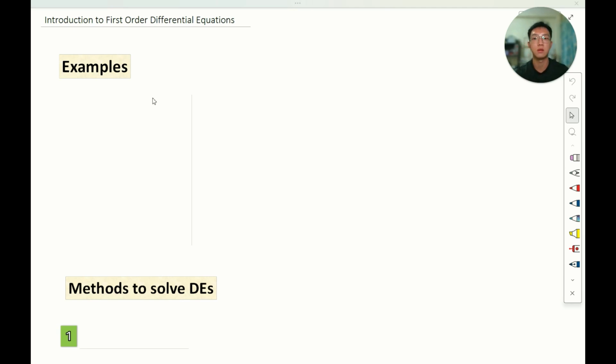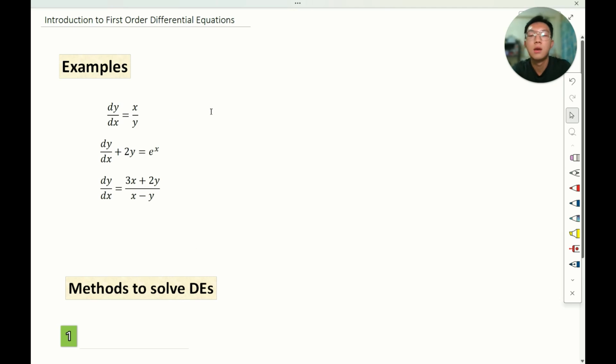Some examples, first of all, here. If you take a look, what is one thing that all these three equations have in common? You probably have spotted it. All three of them have a dy dx derivative inside. And that is what makes them a differential equation. In this topic, we will only learn how to solve first order, meaning to say first derivative. Alright, as such, you don't have to worry about second derivative DEs.